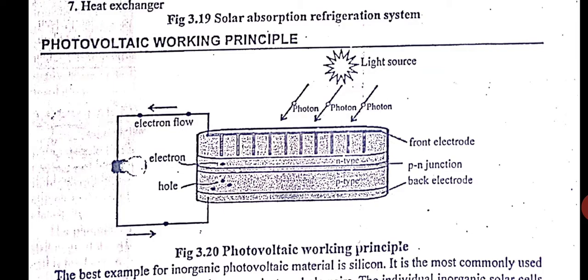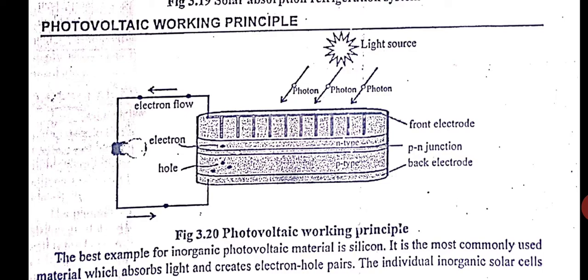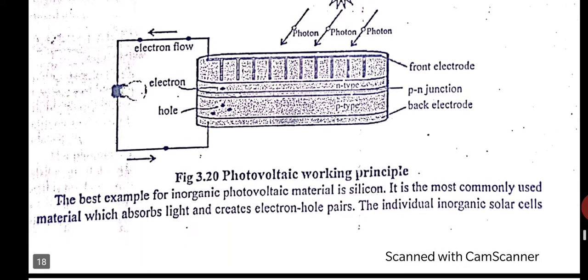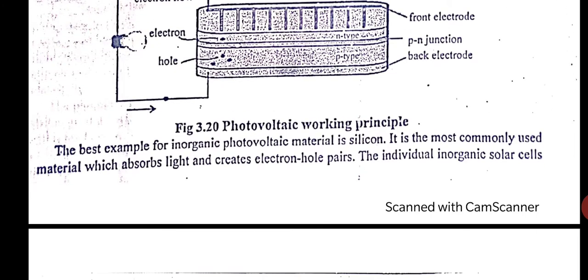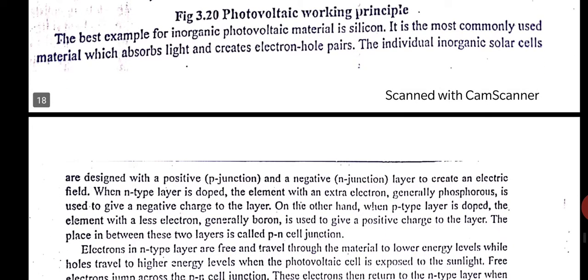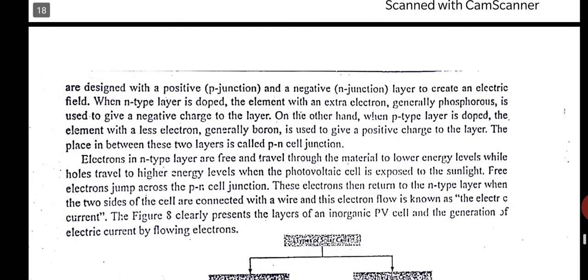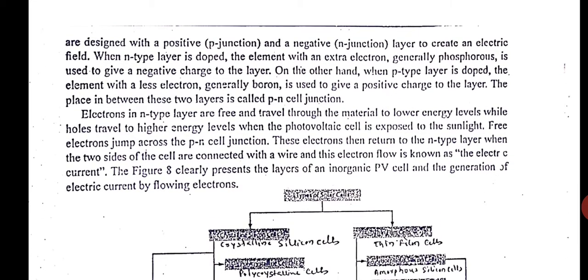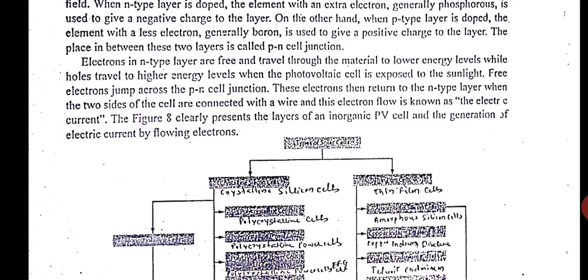And what happens? The electrons and holes are created. So the electrons keep moving from the top front electrode to the bottom electrode, and as long as the photons are hitting the front electrode, the electrons are jumping and flowing through a load back to the back electrode. The photovoltaic material used is silicon, which is a semiconductor. P is for the positive layer and N is for the negative layer, and the place where both are joined is called the P-N junction.